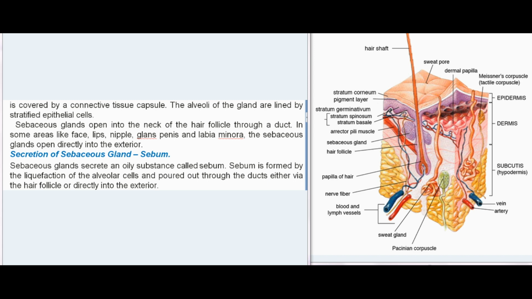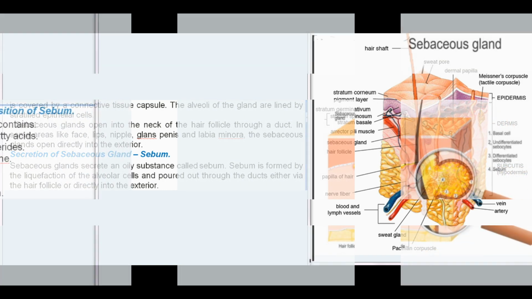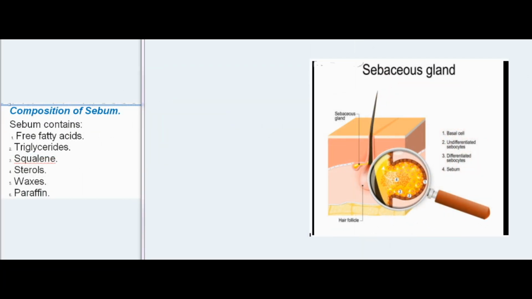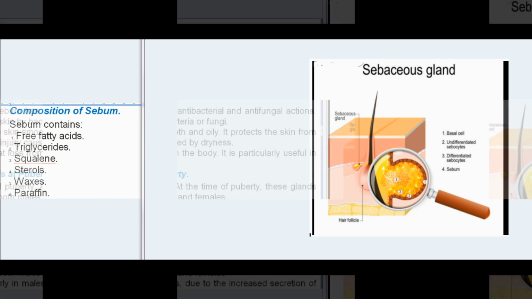Secretion of sebaceous gland: sebum. Sebaceous glands secrete an oily substance called sebum. Sebum is formed by the liquefaction of the alveolar cells and poured out through the ducts either via the hair follicle or directly into the exterior. Composition of sebum: sebum contains free fatty acids, triglycerides, squalene, sterols, waxes, paraffin.